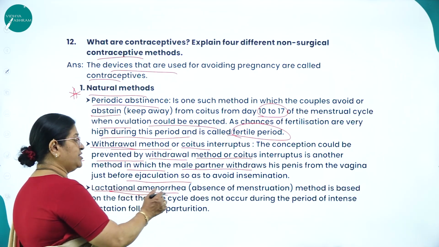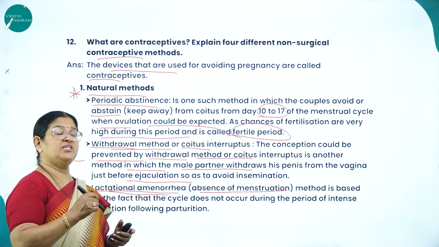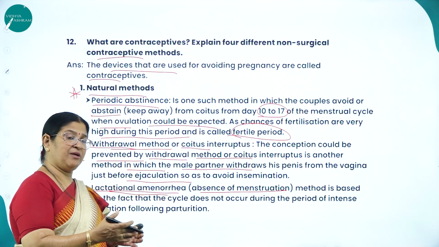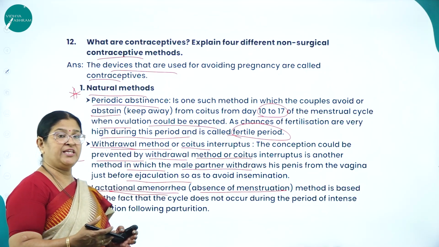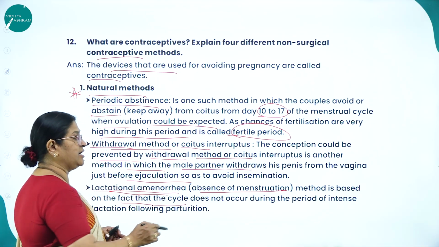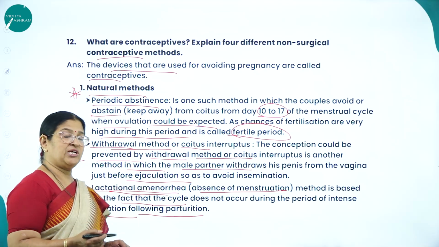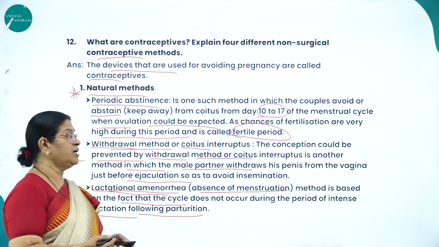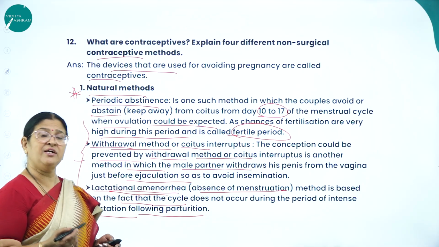Very, very important. The very word itself will tell, absence of menstruation. Till a mother is lactating her child, or she is feeding the young one with the milk, during that particular period, immediately after the childbirth, after delivery, maybe for 3 to 4 months, she will not have her menstrual cycle because she will be feeding the young one. So that is also considered as a safe period for coitus. The method is based on the fact that the cycle does not occur during the period of intense lactation following parturition. So immediately after the childbirth, up to 3 or 4 months, she will not have her menstrual cycle as she is a lactating mother. So that is also a safe period. All these are called as the natural methods, which will not have any side effects.